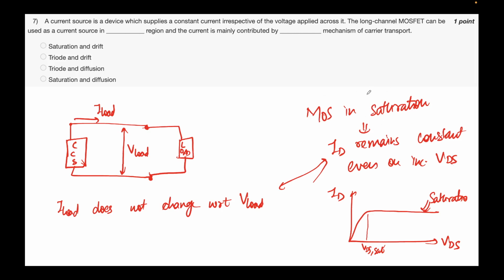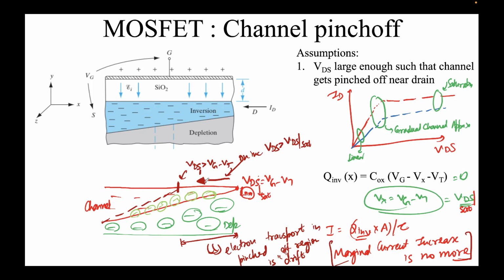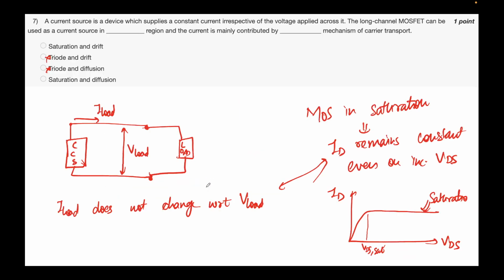So MOSFET in saturation, it means a long channel MOSFET can be used as a current source in saturation. Triode is essentially linear, so this is cancelled, this is cancelled. In saturation, I've told you, once we enter that regime over here, this is a depletion region only, and we have only the drift mechanism that is contributing. So the current is mainly contributed by the drift mechanism of carrier transport.